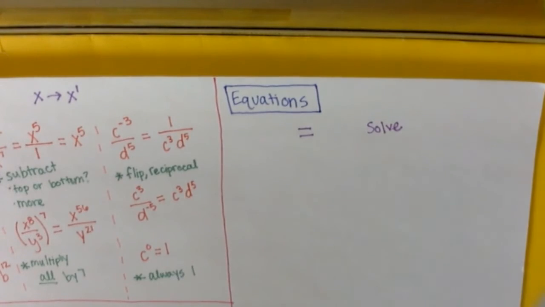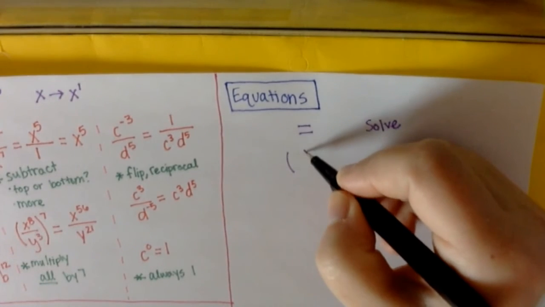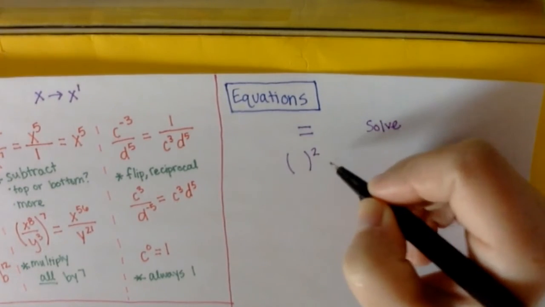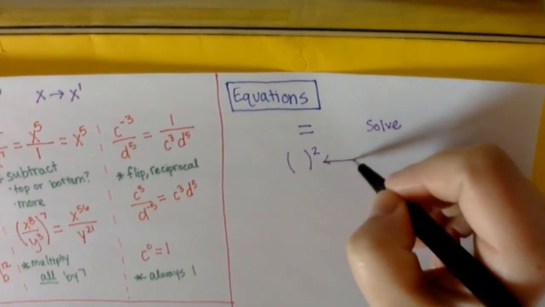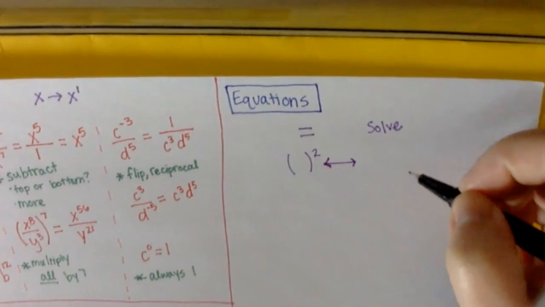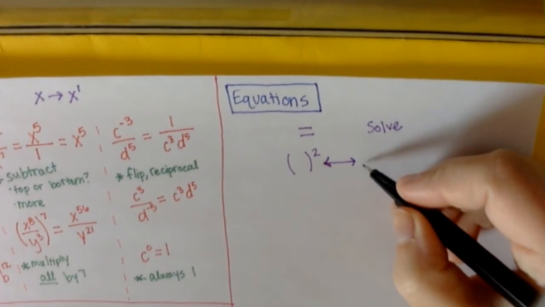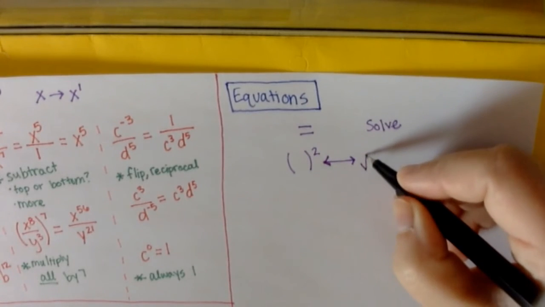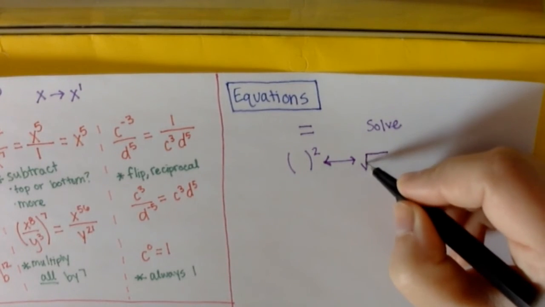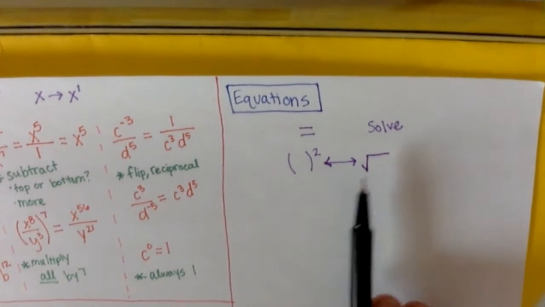Our big idea with equations in this unit was, if we see something taken to the second power, how would we undo something to the second power? What's the inverse? A radical. Yeah, the radical, the square root. Perfect. Or vice versa. If we see a square root, to undo a square root, we would take it to the second power.